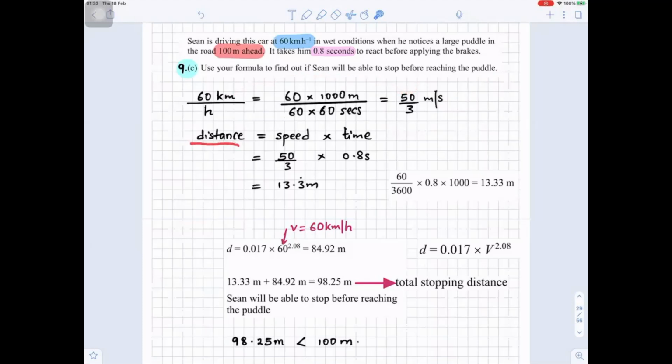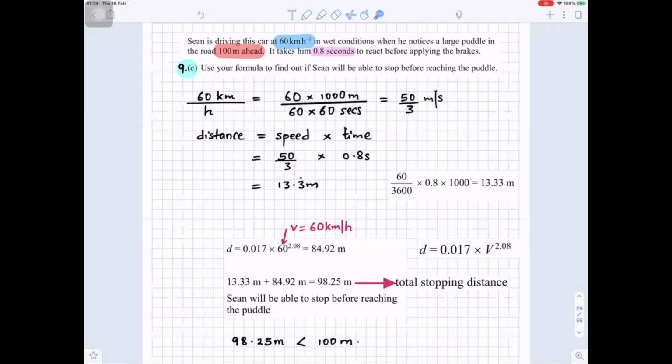You can use your calculator to change directly to that. Using the formula, distance is speed times time. So we know the speed is 50 over 3 and the time is 0.8. That will give you 13.3 recurring meters. Now we got from before d is 0.017 times, we substitute the 60 there, to the power 2.08. That gives you 84.92 meters.